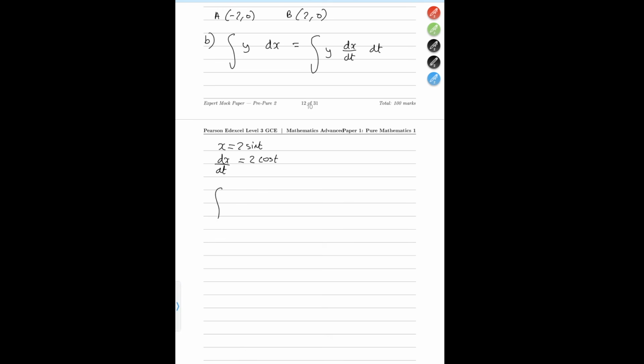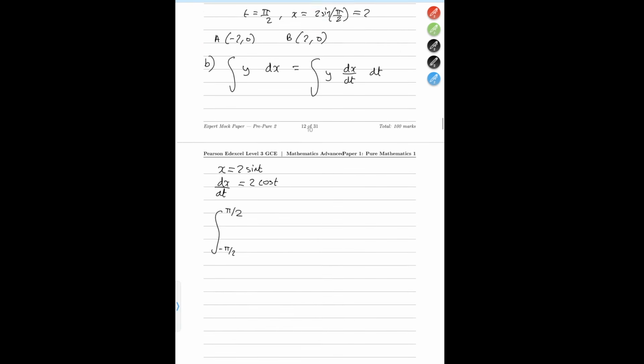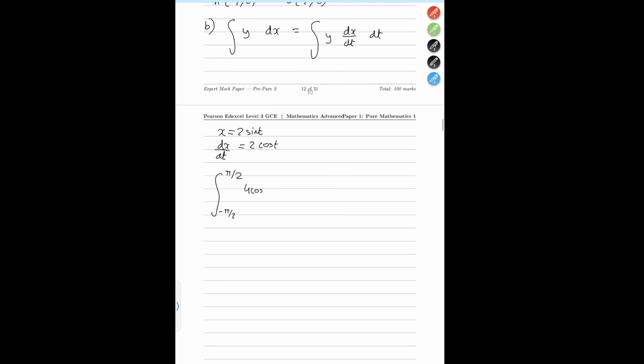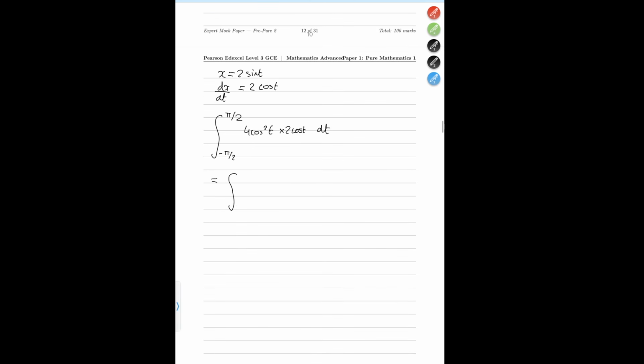So we do the integral between minus pi over 2 and pi over 2 of y, which is 4 cos squared t, and dx/dt is 2 cos t, and multiply that by dt. Okay, so this is going to give us the integral from minus pi over 2 to pi over 2. I'm going to factorize out the constant, leaving cos cubed t dt.